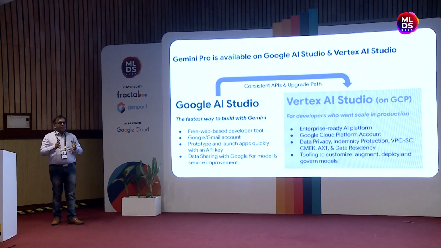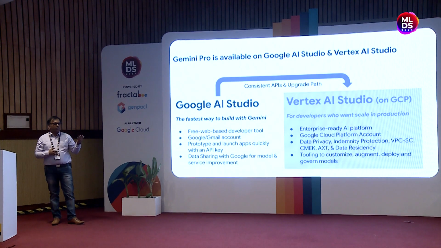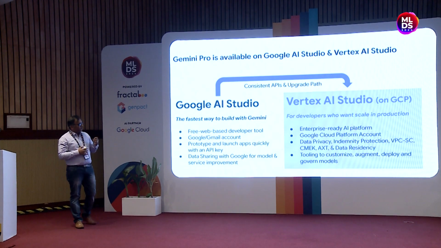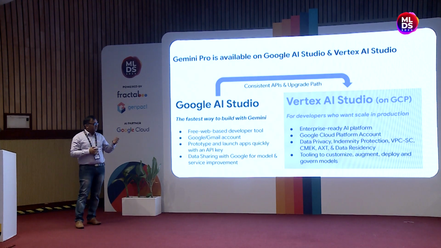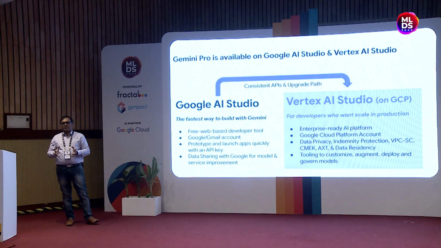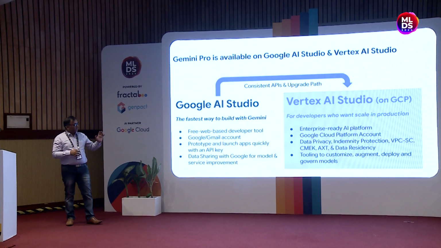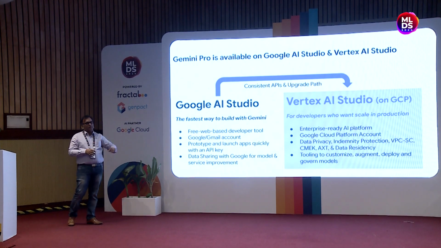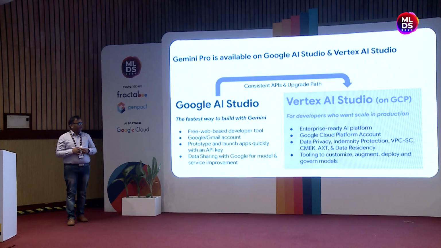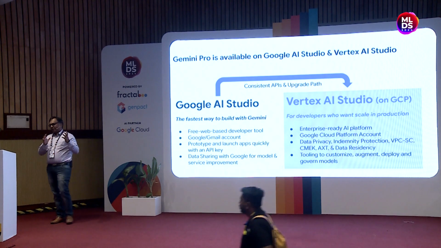And then from an enterprise use case perspective, I'm sure, as you would know, you would want to have guardrails put into your prompts. You would want to ensure that there is data privacy, there are VPC-SC configurations, and there is the ability for you to control the cost and who accesses your models. That's where Vertex AI Studio comes in. And for enterprise related use cases, you would have to use Vertex AI Studio. So these are 2 different gateways.